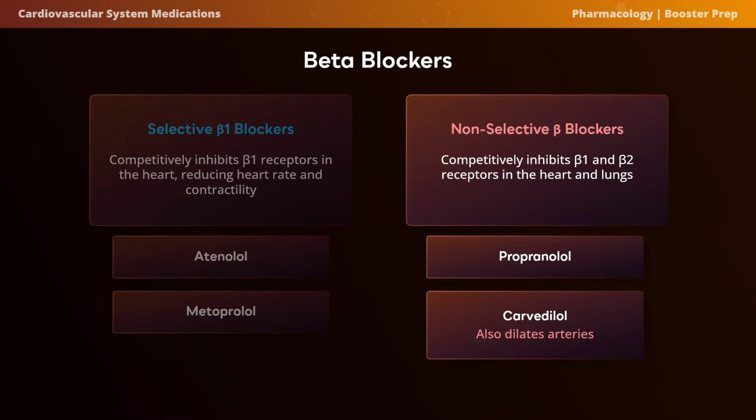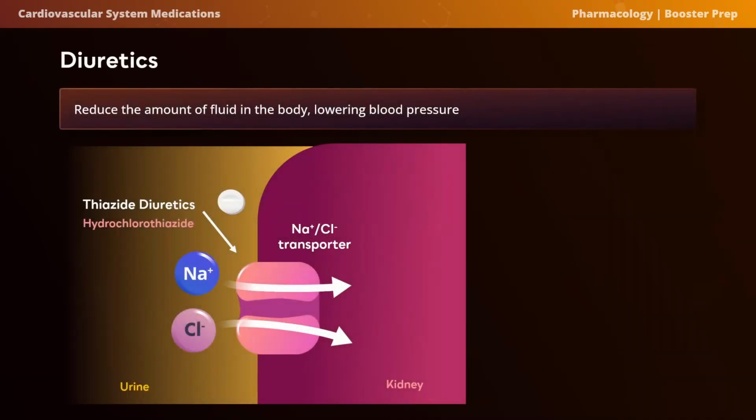Now let's move away from beta blockers and into diuretics. Diuretics are a class of medications that work by reducing the amount of fluid in the body, which ultimately helps lower blood pressure and ease the workload on the heart. Now, the actual mechanism of action can get pretty complicated, but all you need to know is that thiazide diuretics, such as hydrochlorothiazide, work by inhibiting sodium chloride symporters in the kidney, which reduces sodium and water reabsorption, leading to an increase in urine production. And remember, we want to increase urine production so we can reduce the amount of fluid in the body.